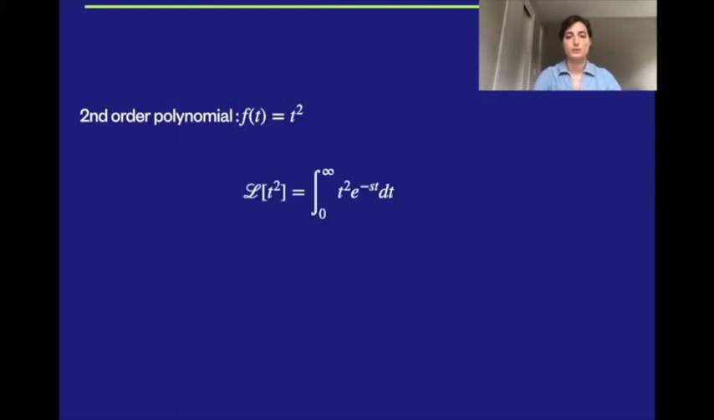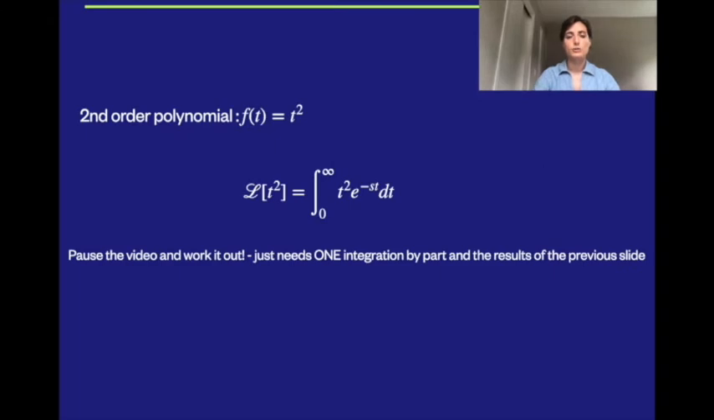Let's go to second order polynomials. So t squared. The Laplace transform of t squared is the integral between 0 and infinity of t squared times the exponential of minus st. I would encourage you to pause the video here and work it out. If you do it correctly, you just need one integration by parts, and the result of the previous slide, that is the Laplace transform of t and the Laplace transform of 1. I hope you have paused the video and solved it by hand. Then you would have found out that the solution is 2 over s to the third.